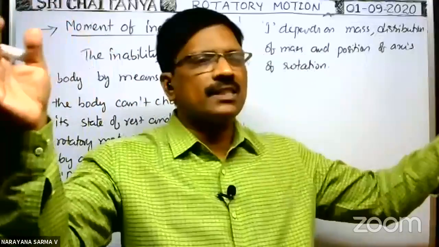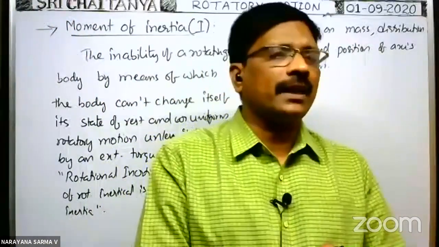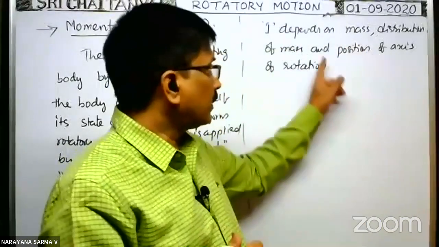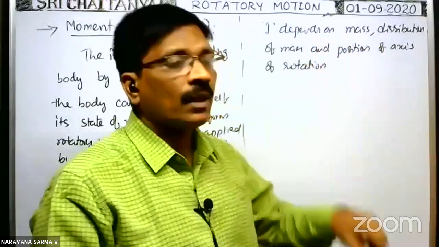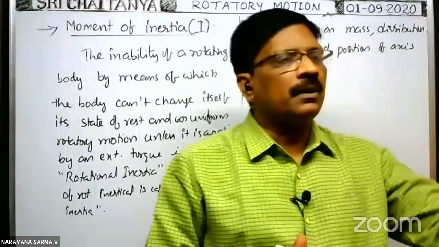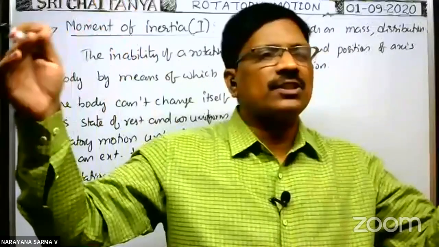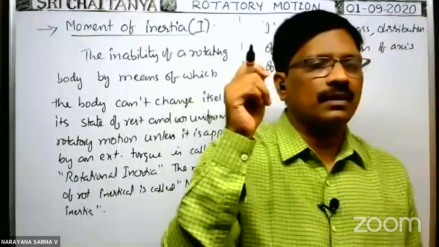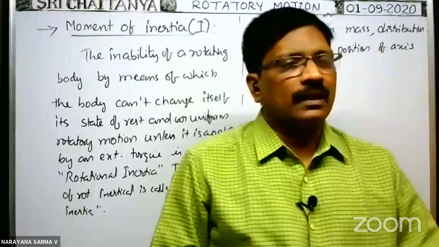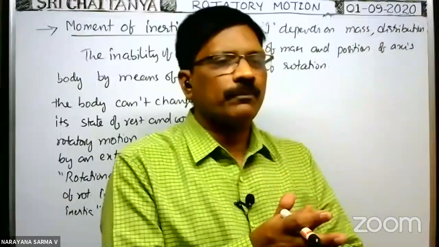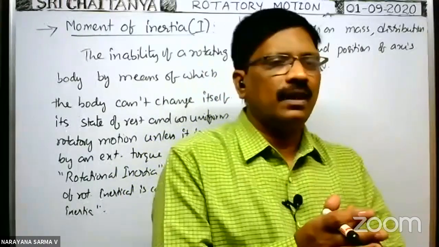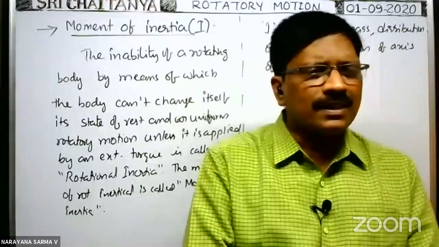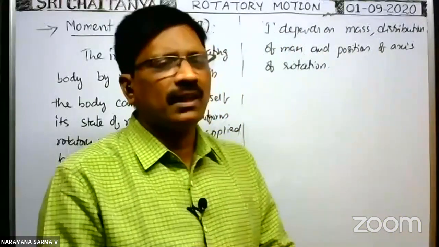Here, if the distribution of mass is more, they come to rest after a long time. That means it takes more time to come to rest. That is the effect of the distribution of mass. Position of axis of rotation. Suppose the distance of the rotating body from the axis of rotation is more, it takes more time to come to rest when you try to stop it. That means the moment of inertia depends on the distribution of mass, position of axis of rotation, and mass of the particles or mass of a body which is rotating about the axis of rotation. These are the factors on which the moment of inertia depends.